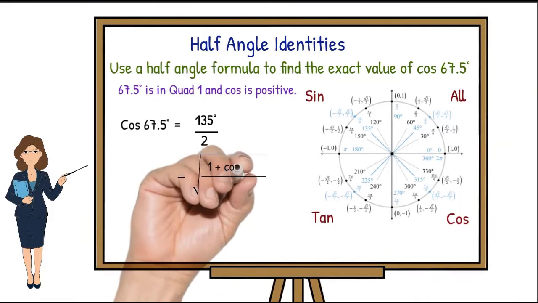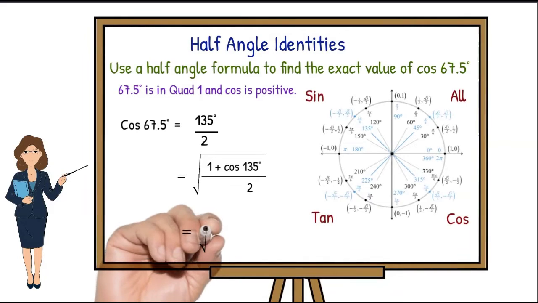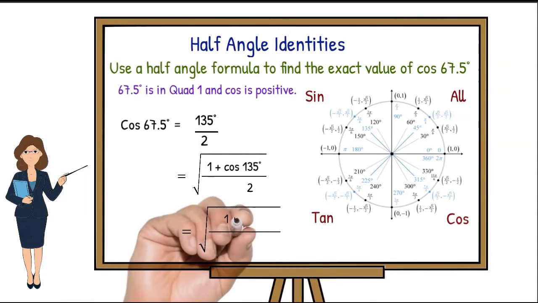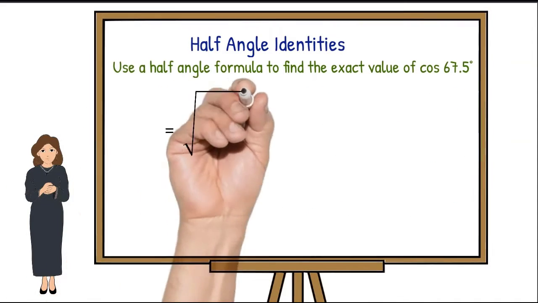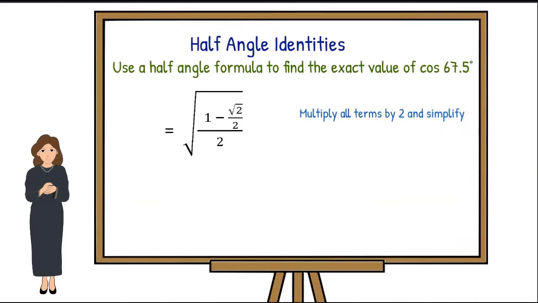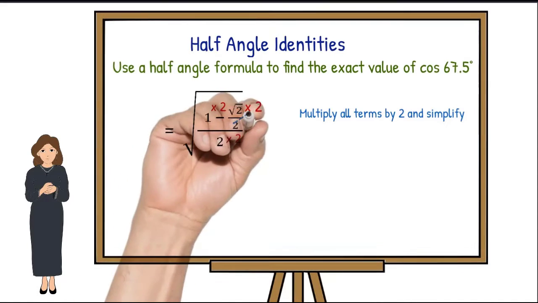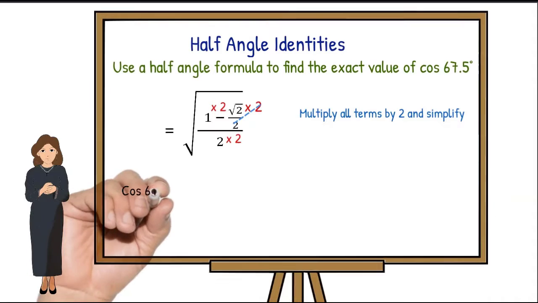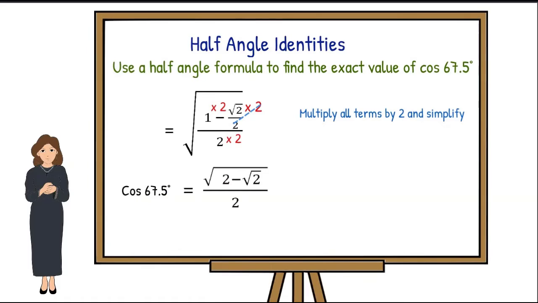So rewriting 67.5 and substituting it in as 135 divided by 2. And then if we look at the cosine value for 135, this is minus root 2 over 2. And now we can multiply the terms and then simplify. So if you multiply by 2, we can eliminate the 2 in the denominator, and then simplifying, this is 2 minus root 2 over 2.